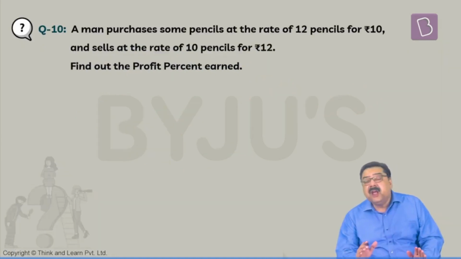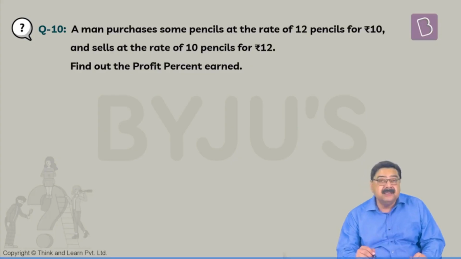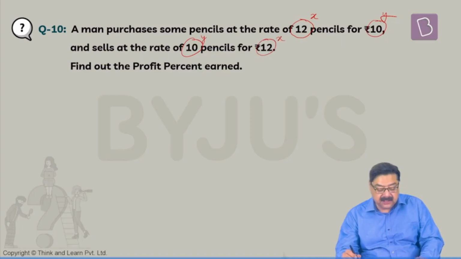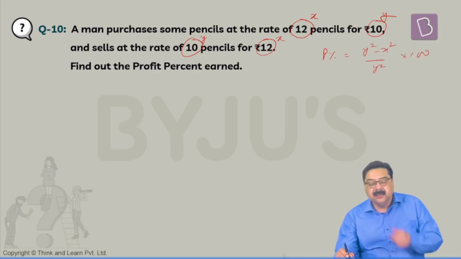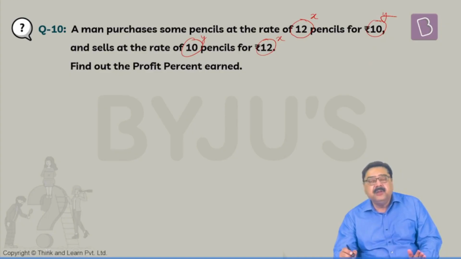So now we will see how we can use this formula to find the answer to the question. A man purchases some pencils at the rate of 12 pencils, so this is X, at rupees 10. This is Y. 10, so Y, this is X. So we have identified the values for X and Y.